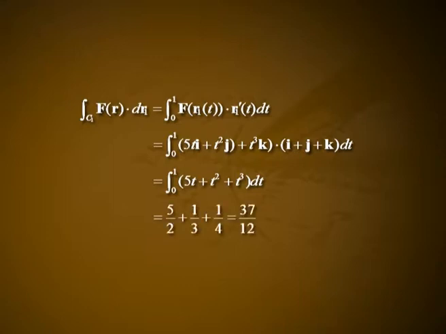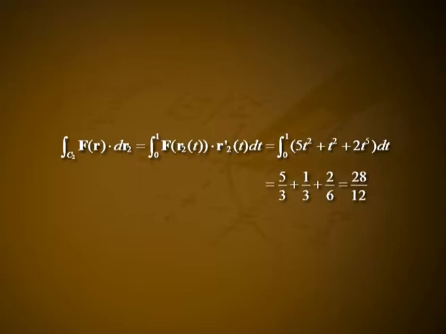Solution. A. By substituting R1 into f, we obtain f of R1(t) is equal to 5t i plus t square j plus t square k. We also need R1 dash is equal to i plus j plus k. Hence, the integral over C1 is obtained as follows. Integral over C1 f of r dot dr1 is equal to integral 0 to 1 f of R1(t) dot R1 dash(t) dt, which is equal to integral 0 to 1 of 5t i plus t square j plus t cube k dot i plus j plus k dt, which is equal to integral 0 to 1 of 5t plus t square plus t cube dt, which is equal to 5 by 2 plus 1 by 3 plus 1 by 4, which is equal to 37 by 12.